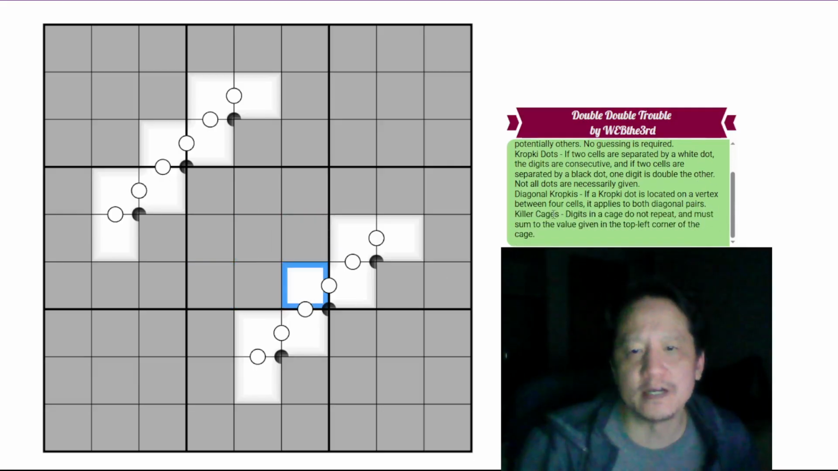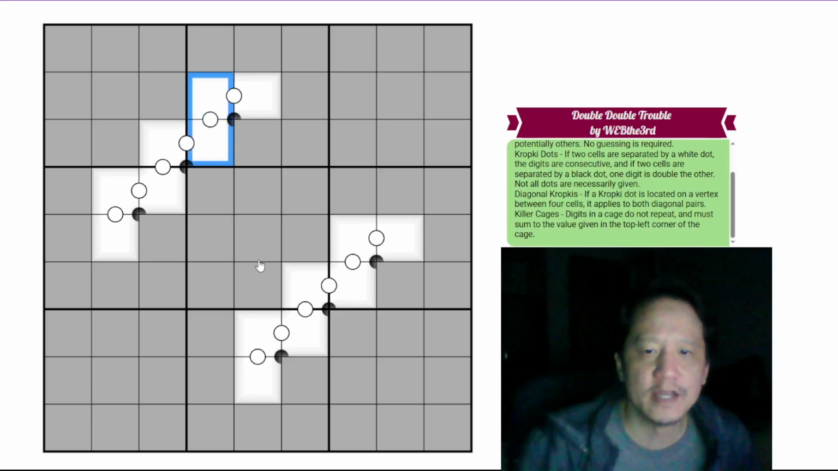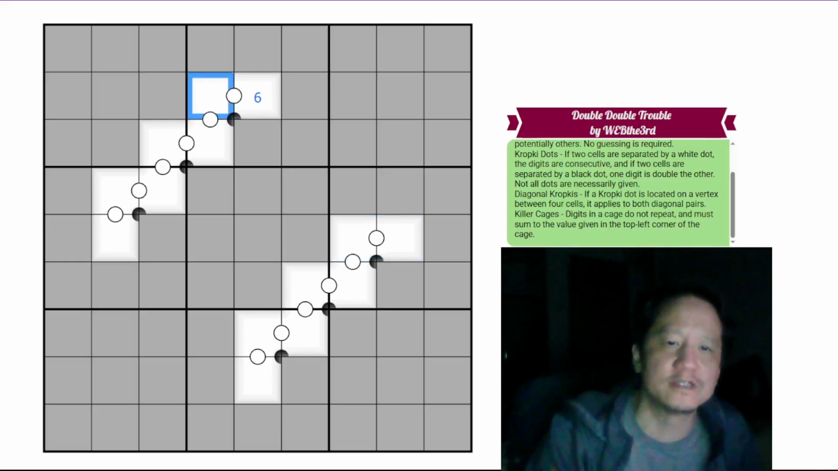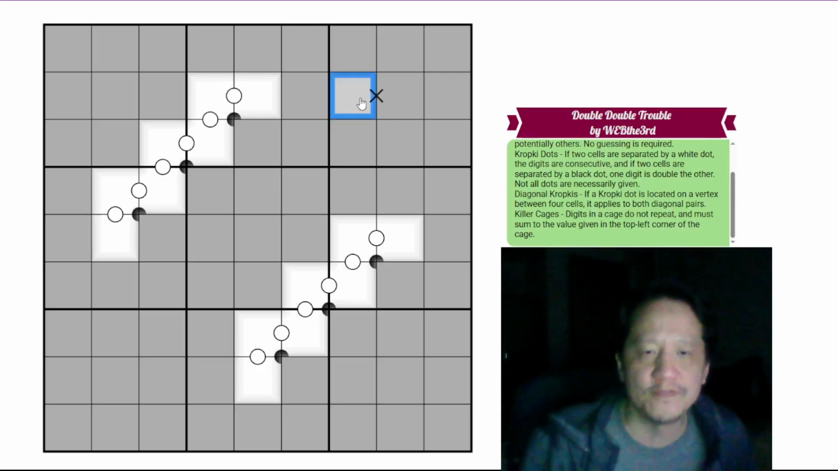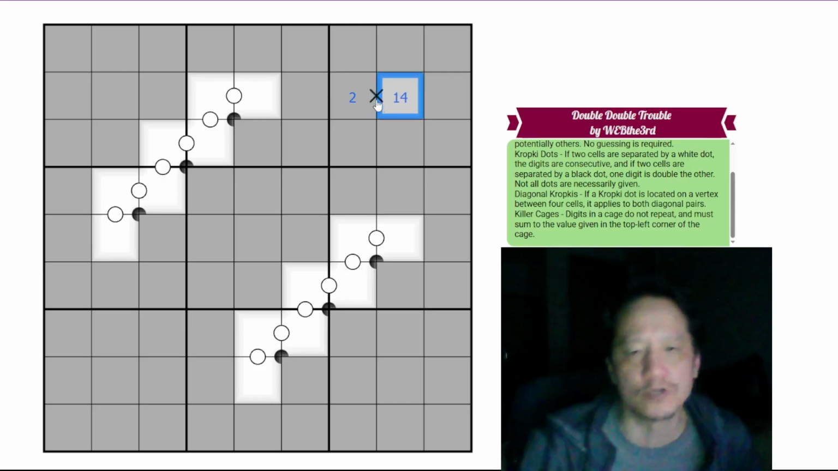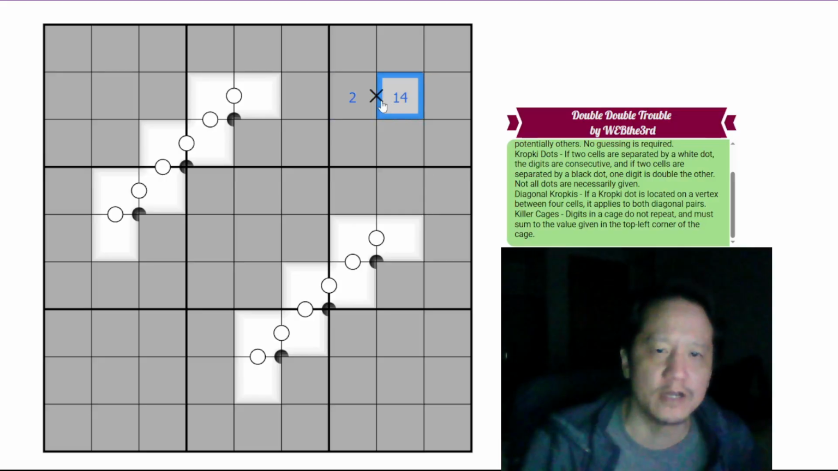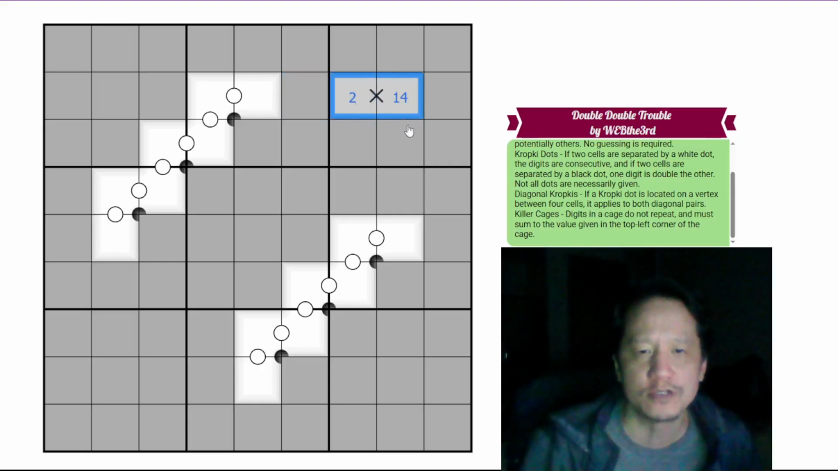We have crop key dots, where if two cells are separated by a white dot, the digits are consecutive, and if two digits are separated by a black dot, one digit is double the other. Not all dots are necessarily given. So for example, if this were a 6, this would have to be 5 or 7 to be consecutive there. And say we had a black dot somewhere like here. Then if this were 2, this would have to be 1 or 4 to maintain a 1 to 2 ratio. And that's how crop key dots work.